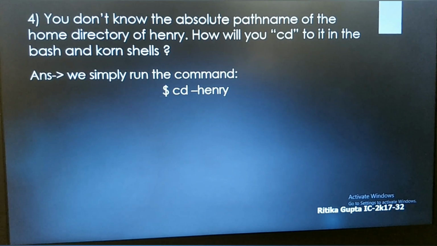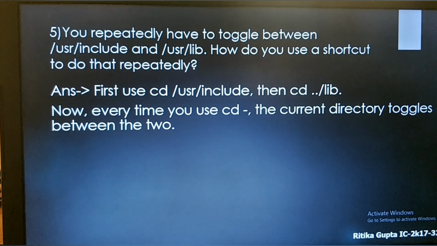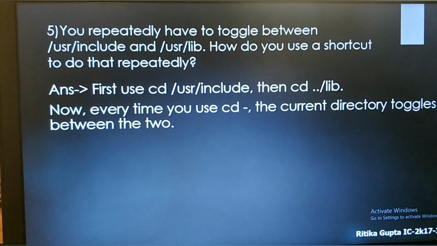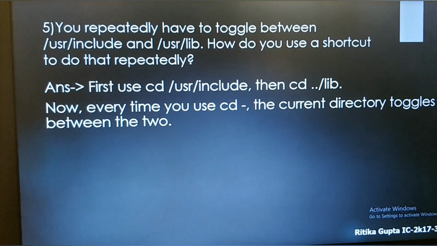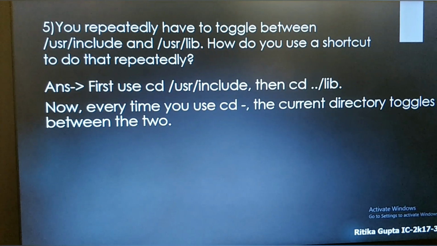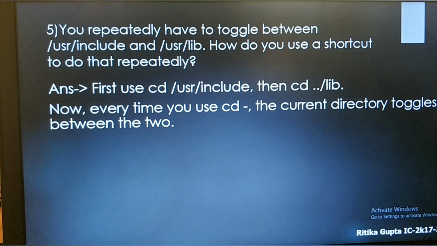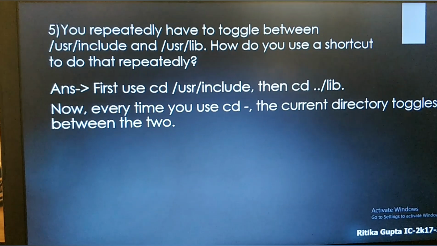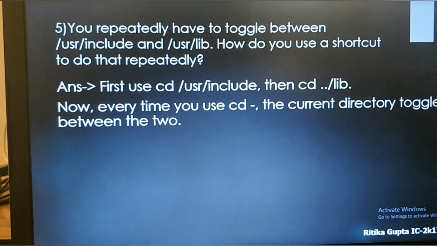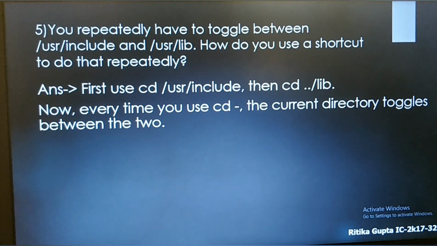Now the last question here is, you repeatedly have to toggle between /usr/include and /usr/lib. How do you use a shortcut to do that repeatedly? Now here toggle means a command that is operated the same way but with opposite effect on successive occasions. Here we firstly use cd /usr/include, then we use cd /usr/lib. Now every time we use cd -, the current directory toggles between the two.